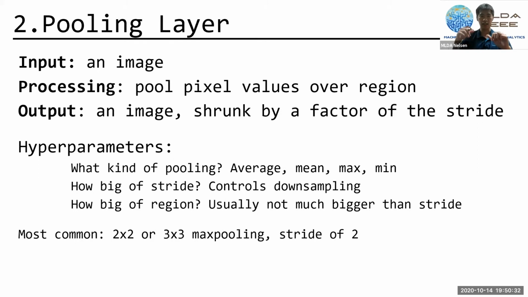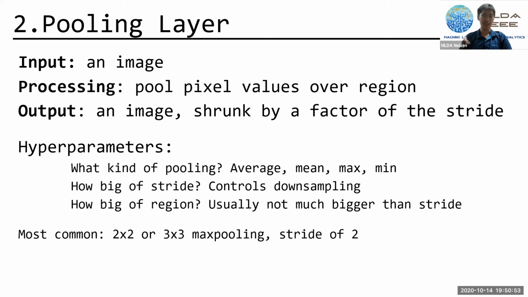So what it does is that it tries to find the maximum, depending on what type of pooling. There are average, minimum, and maximum pooling, and the usual one is max pooling. What it does is that if you have a certain region, you take the maximum of it.